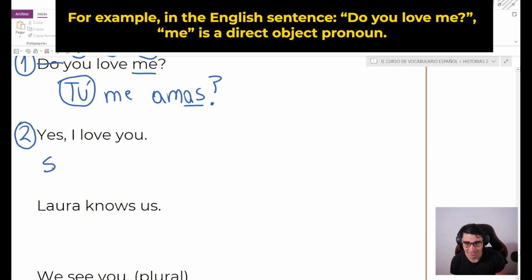Then, you already know this for sure because of movies or whatever. You would say sí. Same here. ¿Cómo lo dices? Yo te amo. Okay, yo te amo. Muy bien. By the way, this is optional. You could say just sí, te amo. Or same here, you could say me amas.